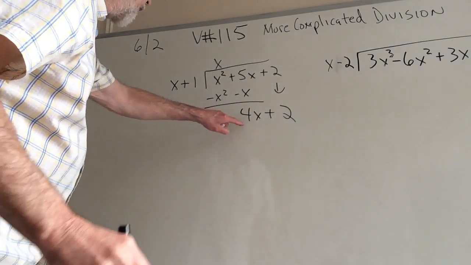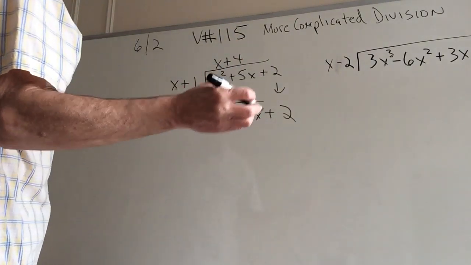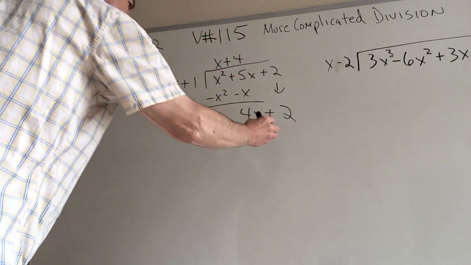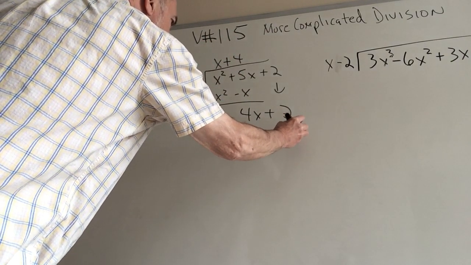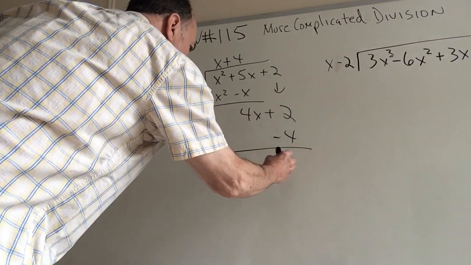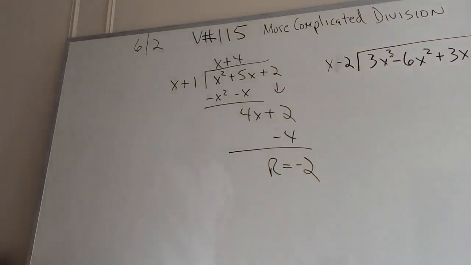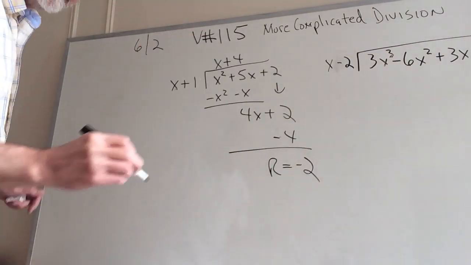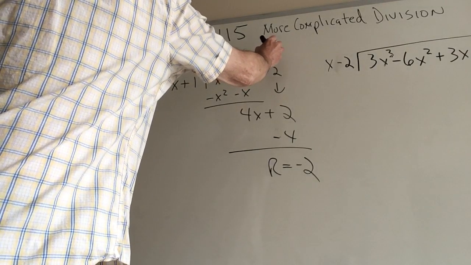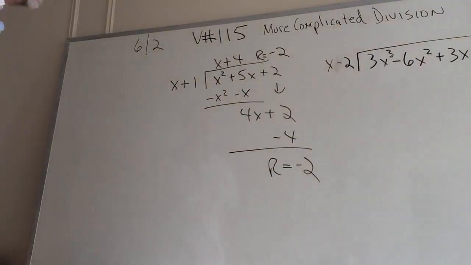Well, x goes into 4x positive 4 times. Check. 4 times x is 4x. 4 times 1 is 4. Now I got to subtract. And now you see what I was trying to tell you before. The remainder is negative 2. Okay? So we might write, if we were doing this kind of math, x plus 4, a remainder of negative 2. The remainder equals negative 2.